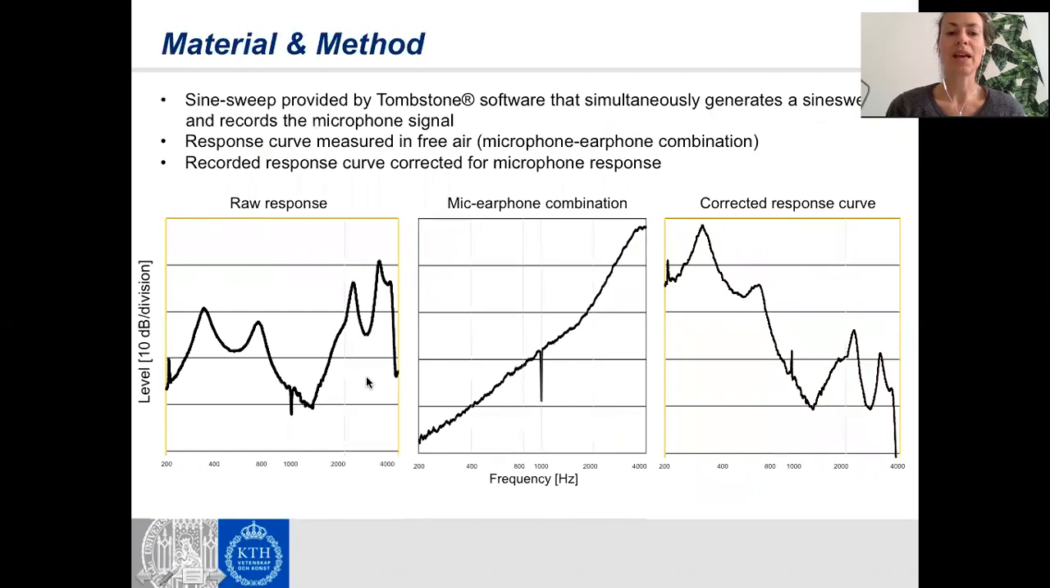So this is what we get as a response curve here on the left, a raw response curve after excitation of that system by Tombstone software, which generates the sine sweep and also records the microphone signal at the same time. And the middle panel represents the microphone-earphone combination, and combining those two curves, you obtain the corrected response curve that is quite a realistic estimate of the transfer function of the vocal tract, in this case, the vowel U.